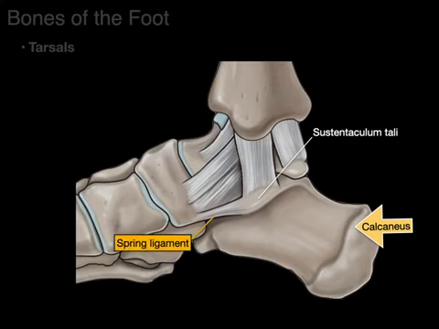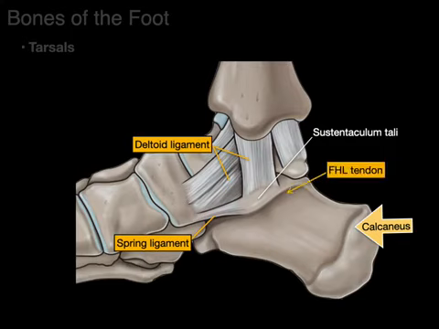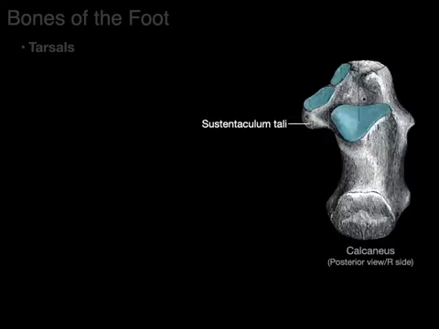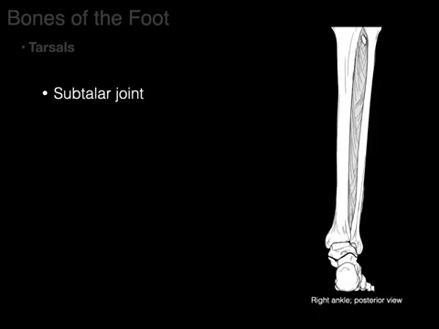Here's another medial view of the calcaneus, and there's a structure here called the sustentaculum tali. And this bony protuberance has a number of ligaments, like the spring ligament and the deltoid ligaments that attach to it. And then underneath it is where the flexor hallucis longus tendon courses from the back of the leg to the plantar surface of the foot. And there it is from a posterior view. You see that shelf-like structure.